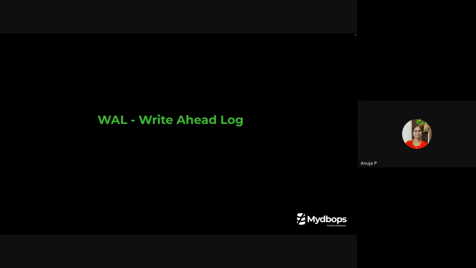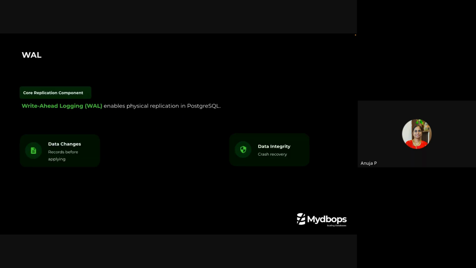So before getting into the introduction of replication, like physical or logical, we should know what a WAL is, what the purpose of it is, and how it looks. So WAL is write-ahead logs. This WAL enables the physical replication in Postgres. With WAL, all the data changes are recorded into the WAL. Before any modified records are written into the actual file, the records will first be applied into the WAL file. And the WAL provides data integrity, that is, it is used for the crash recovery process.